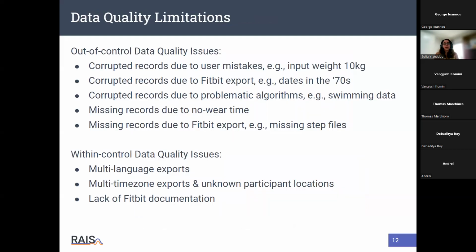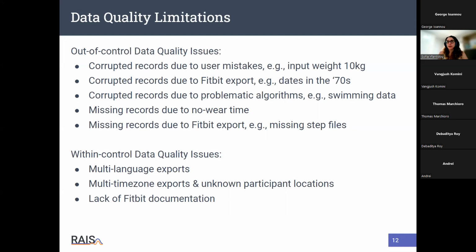So I would say the most important lessons learned during the experiment are reported in this slide, and I will go one by one. First of all, we had out of control data quality issues. And what do I mean by that? We had corrupted records in our data due to user mistakes.